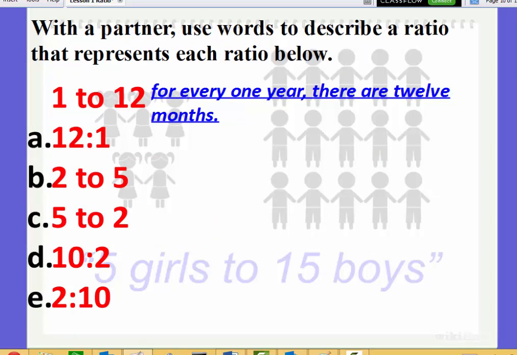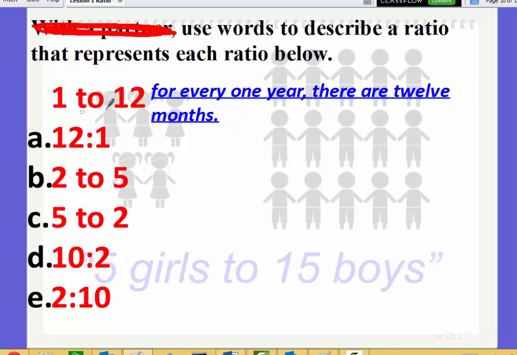Alright, this one you're going to be doing on Socrative. I'm going to have these questions on Socrative as well for you to type in your answers. But here's the model that you're going to follow. You're going to be doing it by yourself. You're going to use the words to describe a ratio that represents each ratio below.